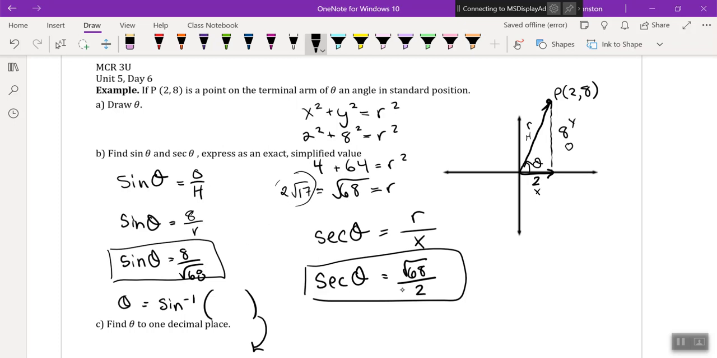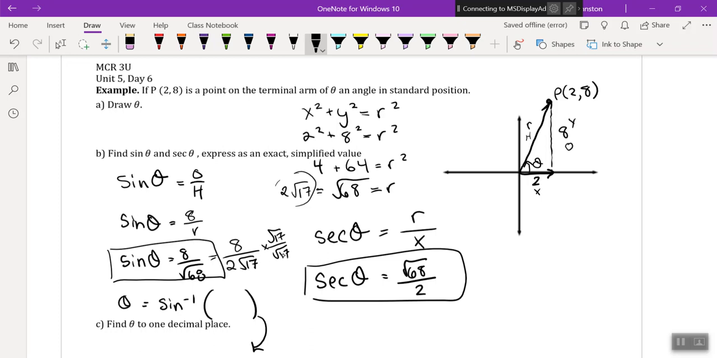Remember to put them on the denominators here too. If it's on the denominator, you are rationalizing. So this would actually be 8 divided by 2 square root 17, which is reduced. Then to rationalize, we're going to multiply the top and bottom by the square root of 17.